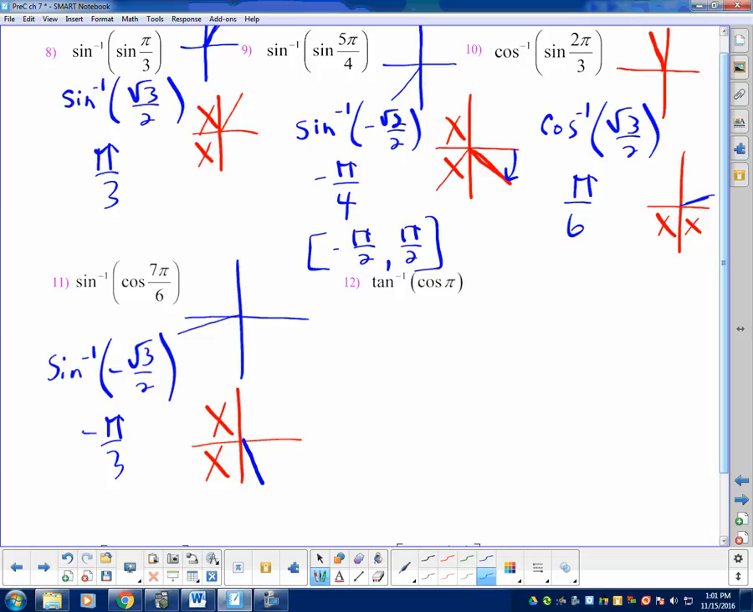Inverse tangent of cosine of pi. So first of all, what is cosine of pi? Can you do that without even a picture? Negative 1, good. And then arc whose tangent is negative 1. Maybe we better draw our picture here. With x out zones, for inverse tangent, we x out there and there.